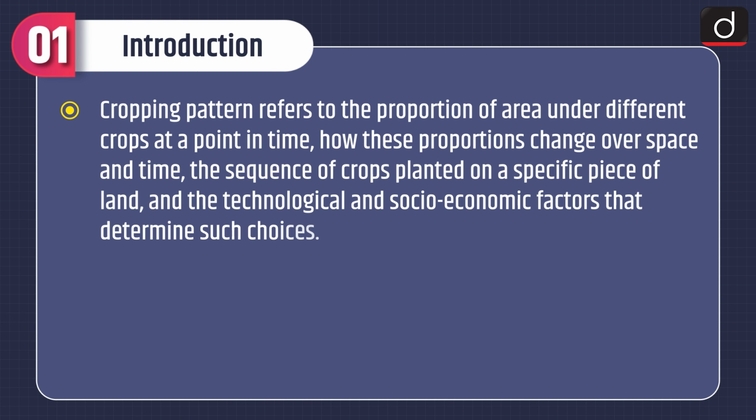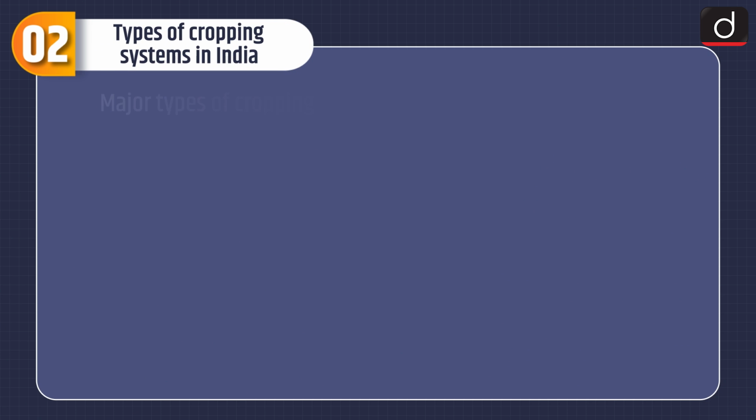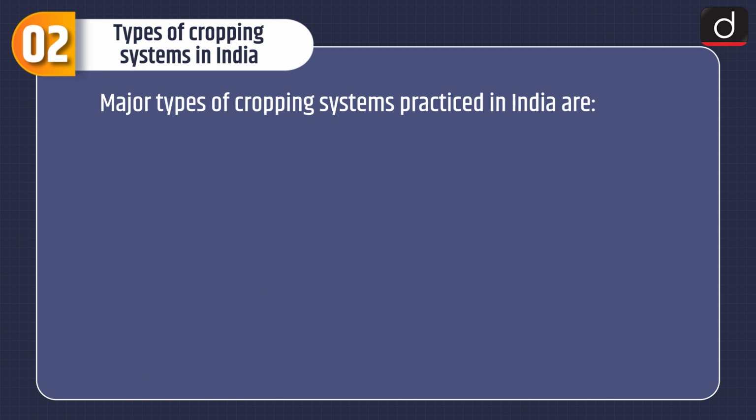Cropping pattern refers to the proportion of area under different crops at a point in time, how these proportions change over space and time, the sequence of crops planted on a specific piece of land, and the technological and socio-economic factors that determine such choices. It reflects a region's or country's agricultural practices, including crop rotation, crop diversification, and cropping intensity, influenced by climatic, irrigation, and economic factors. Now let's discuss types of cropping systems in India.